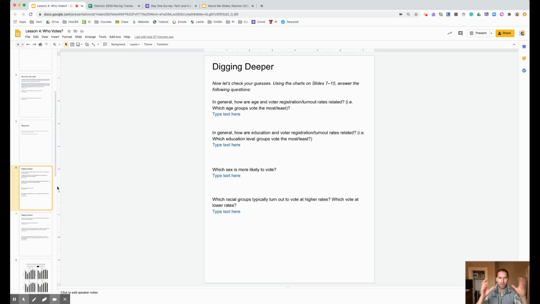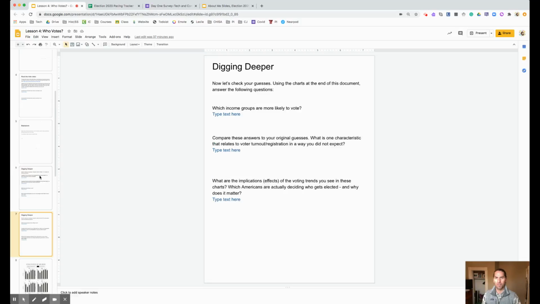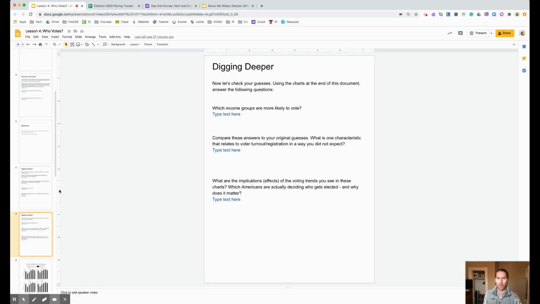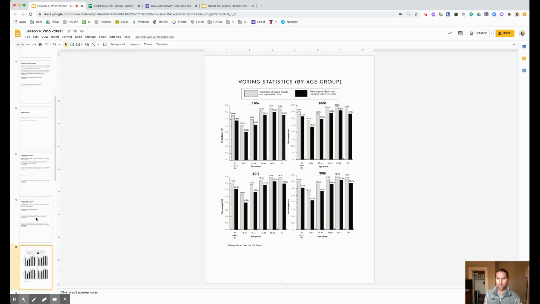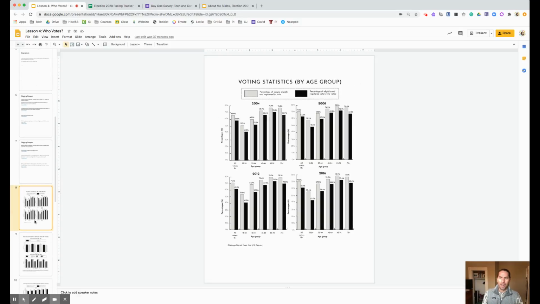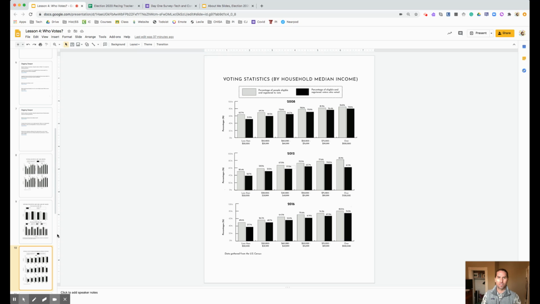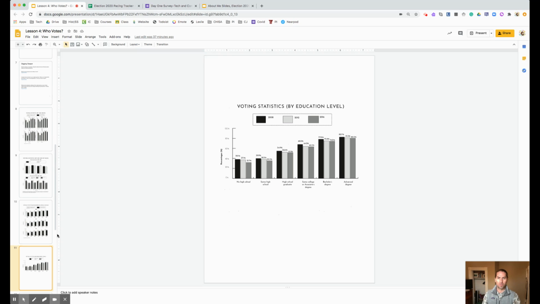Then this is the main part of our lesson. I call it digging deeper. Slides 6 and 7 have these questions on them. And basically what we're going to do is look at these visuals, these graphs, and analyze who shows up to vote the most. So this one's by age, this one's by sex and race, this one's by median household income, so just how much money your household makes, and then this one's by education level.